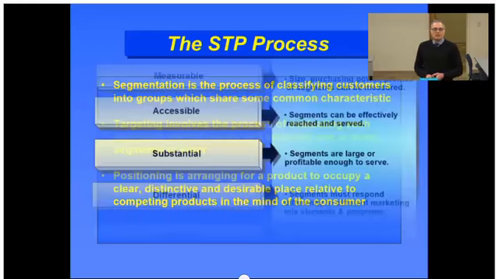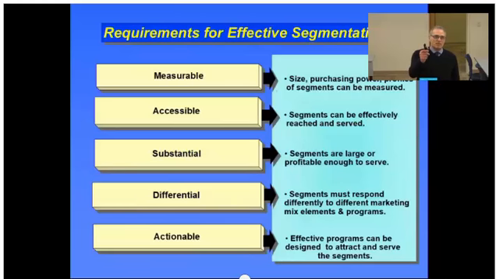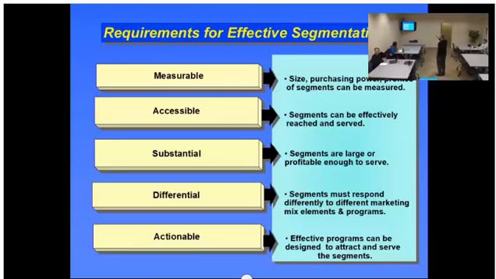All right. Here are some requirements for an effective segmentation. It's got to be measurable. What's the purchasing power? How do we measure it? Accessible. We can define and we can effectively reach and serve that segment. Substantial. They're large enough and profitable enough to serve. We can make money on it.